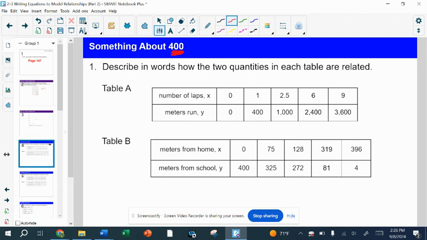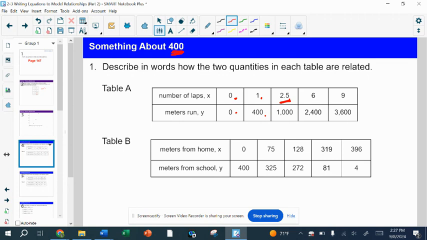So when they run 0 laps, 0 meters. That makes sense, right? They didn't even start running yet. They don't have any meters in there at all. They run 1 full lap, they've got 400 meters. Oh, 2.5 laps, and they've got 1,000 meters. 6 laps, they've got 2,400. 9 laps, they've got 3,600.